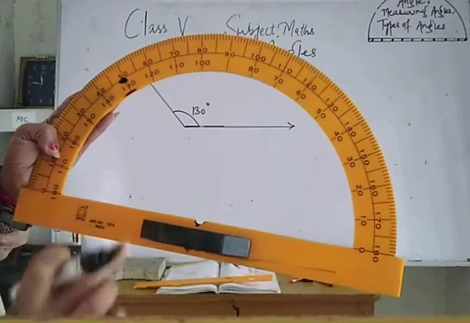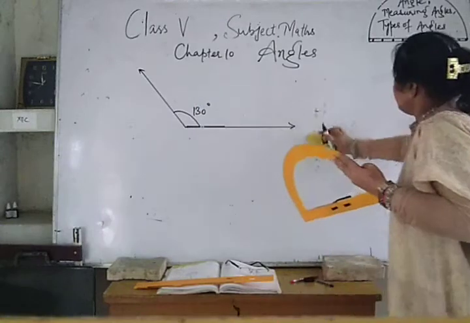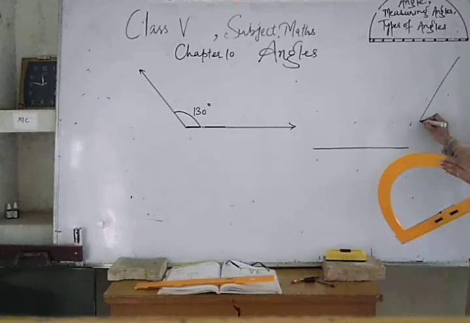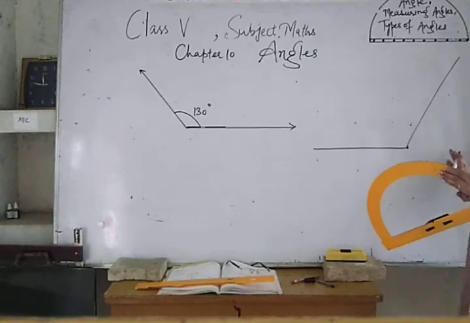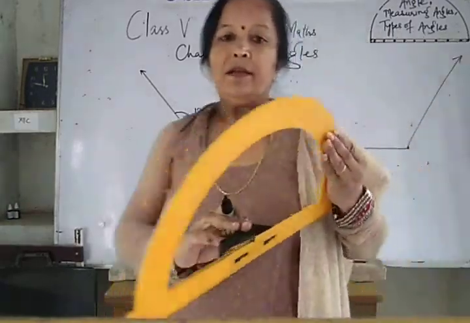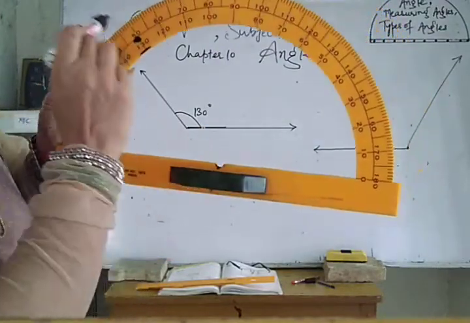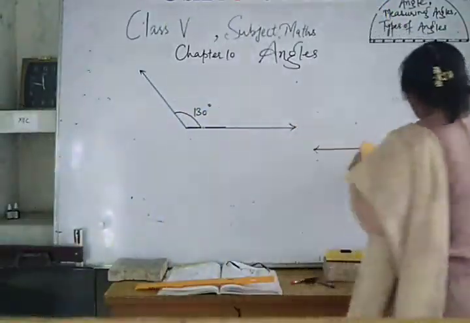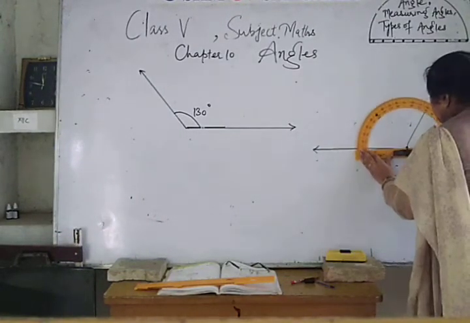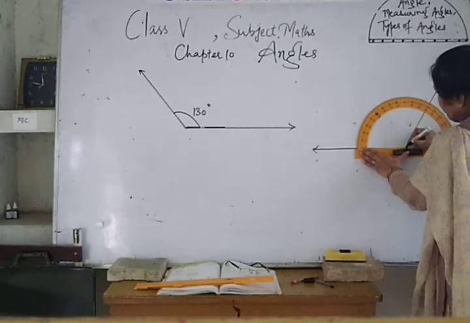When you take your right hand side here, suppose the angle is here to the right hand side, then how will it be measured? Same, the center mark of your D will be kept on the vertex. This is the vertex. Keep it here, and it should be straight.